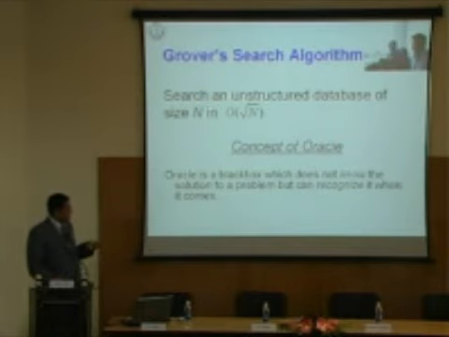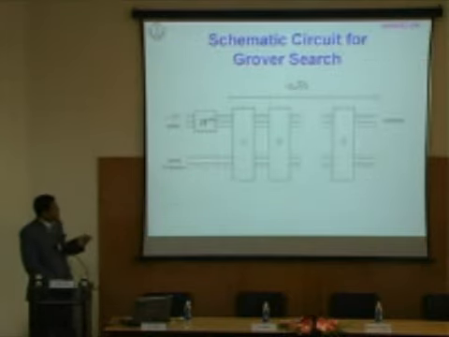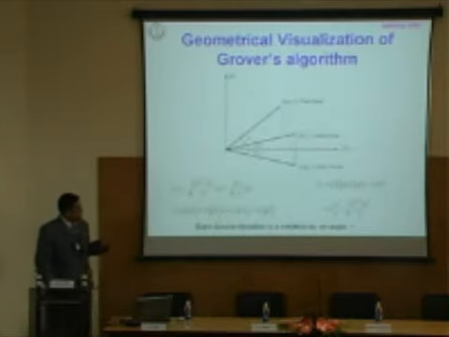So he has used an oracle. An oracle is a black box which does not know the solution to a problem, but can recognize it when it comes. This is the schematic circuit for Grover's algorithm. This is the oracle workspace. These are the Grover iterations which are performed. I prefer to explain it graphically.